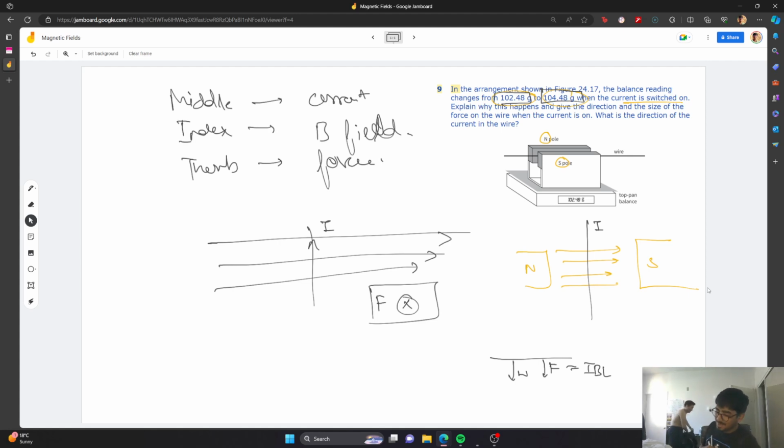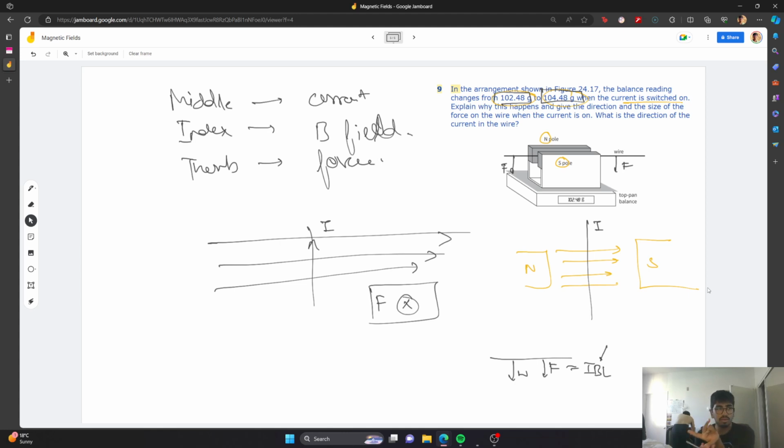Yeah, right. So it's IBL. Here we can't find that exact number because B and all are not given, but what we can certainly say for sure is the force must point downwards, because at the end of the day it increases that scale reading, right? For you to have a downward force on this wire, we need to apply Fleming's left hand rule, but in reverse.